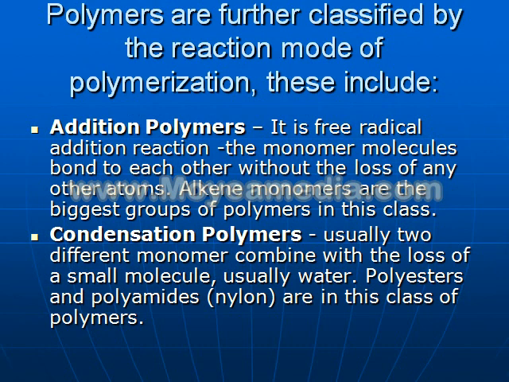Polymers are further classified by the reaction mode of polymerization. These include addition polymerization and condensation polymerization. In addition polymerization, it is a free radical addition reaction. The monomer molecules bond to each other without the loss of any other molecule. Alkene monomers are the biggest group of polymers in this class. In condensation polymerization, usually two different monomers combine with the loss of a small molecule, usually water. Polyesters and polyamides are in the class of condensation polymers.